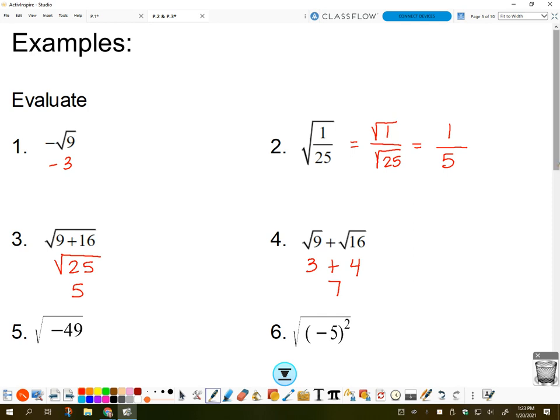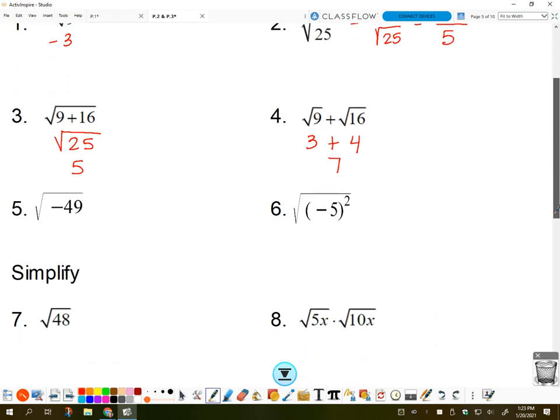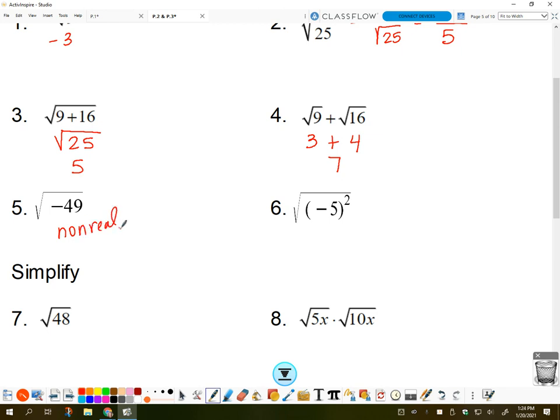All right, number 5, the square root of negative 49. Now in Algebra 2, probably in Algebra 1, you talked about what happens when you take the square root of a negative and you get an i and all of that. Well, we're not there yet in this class. So at this point, you're going to stop and tell me that it's a non-real answer and be done. The square root of a negative, at this point, we're not going to handle. I just need you to understand that it's not a real answer.